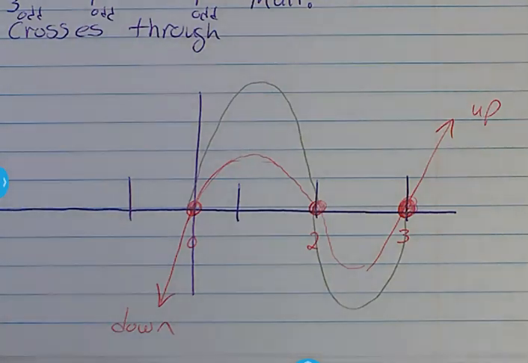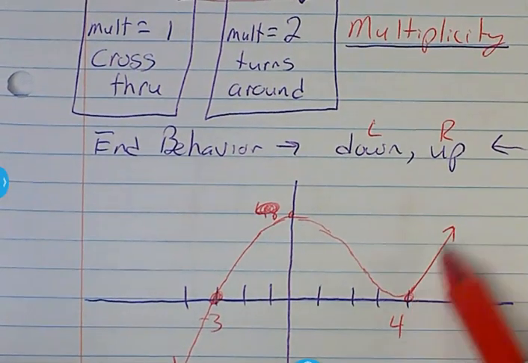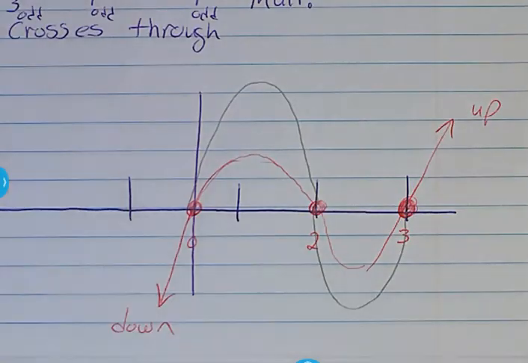Okay, so again, if it's an odd power, you're crossing through. If it's an even multiplicity, you're turning this thing around, and that's just going to depend on the different problems and different graphs you got. All right, let's do one more of these, and then we'll wrap this up for today.